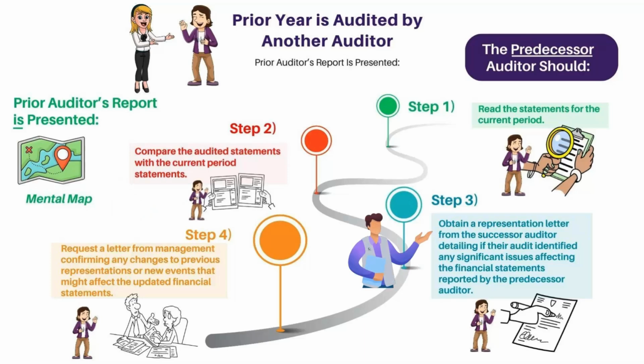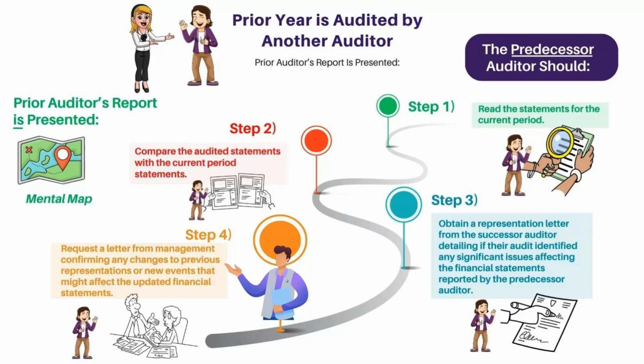She needs to obtain a representation letter from the successor auditor detailing if their audit identified any significant issues affecting the financial statements reported by the predecessor auditor. And finally, she needs to talk to management, right? She needs to request a letter from management confirming any changes to previous representations or new events that might affect the updated financial statements, right? If there are any issues, then she wants to talk to management to find out why.